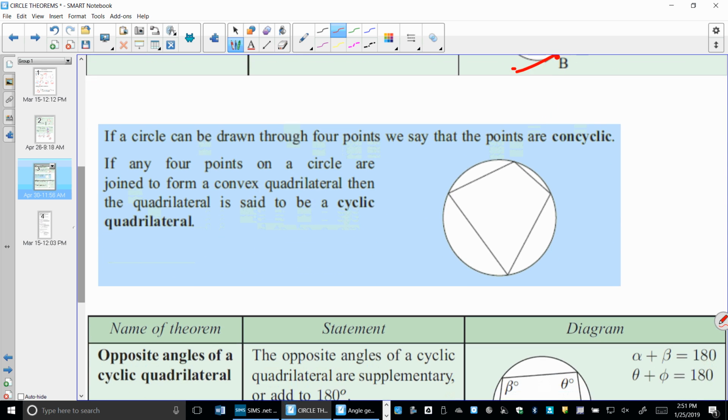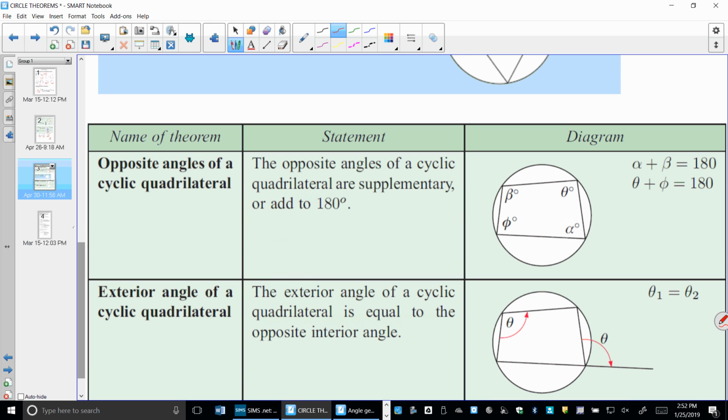If a circle can be drawn through 4 points, we call the shape inside a cyclic quadrilateral. New rules about cyclic quadrilaterals: the opposite angles in a cyclic quadrilateral add to 180. So if you can see a four-sided shape, then the opposite angles would add to 180.